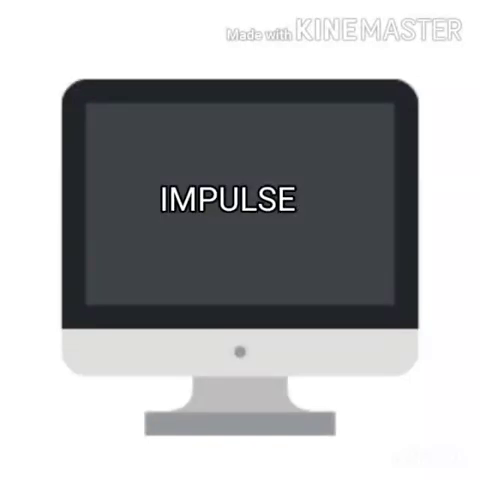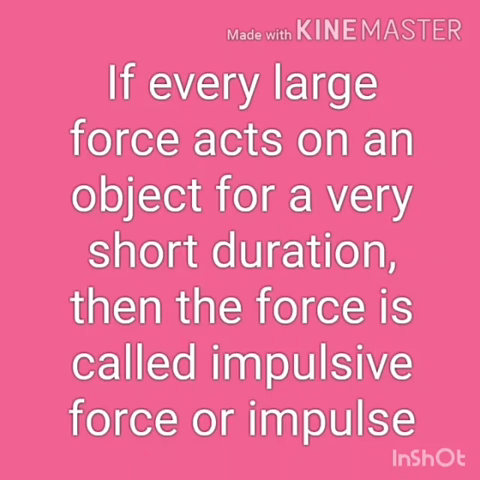Good morning students. Today we are going to see the topic impulse. If a very large force acts on an object for a very short duration, then the force is called impulsive force or impulse.